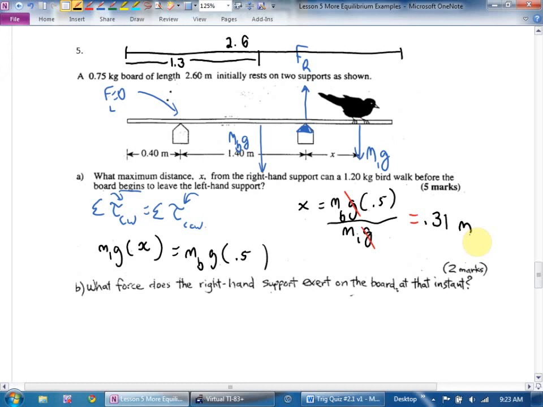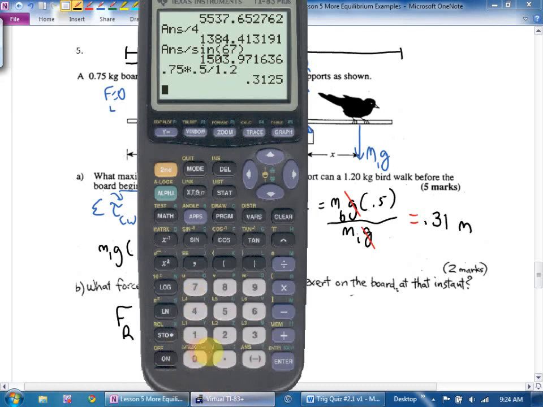B, what force does the right hand support exert on the board at that instant? What force is right here? How many marks is this worth? I think F up equals F down. It's got to be, because for 2 marks, Jordan, I don't think they want me to pull out torques or move a pivot. For 2 marks, I think those are usually kind of plug and chug. Mass of the beam, 0.75 times 9.8 plus 1.2 times 9.8. 19.1 newtons.